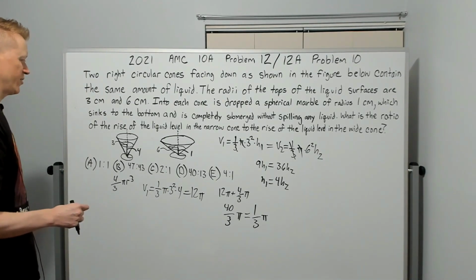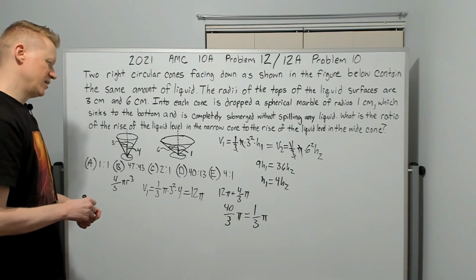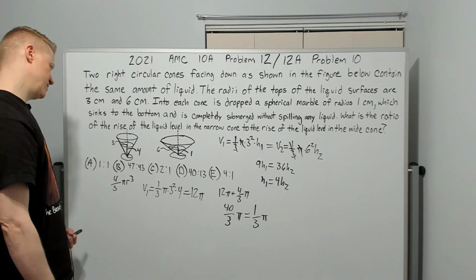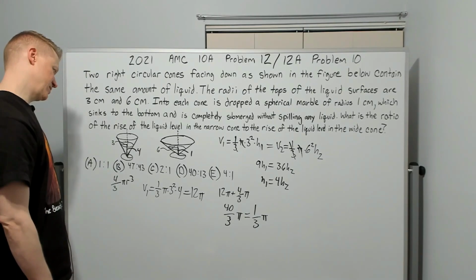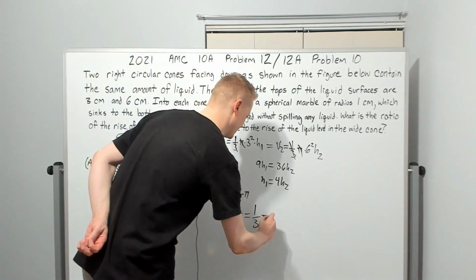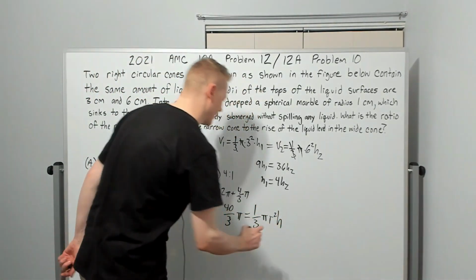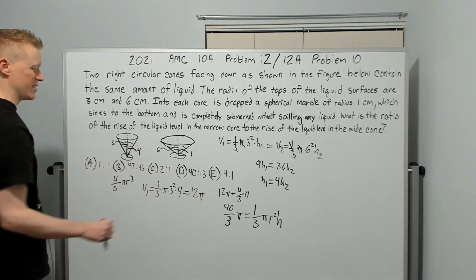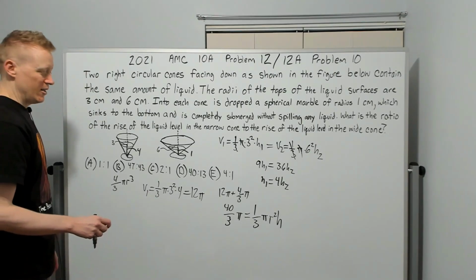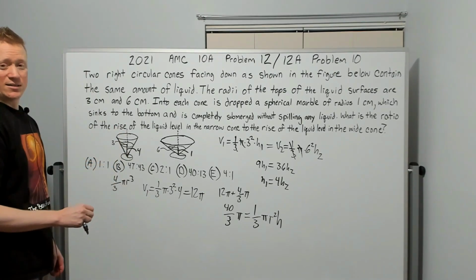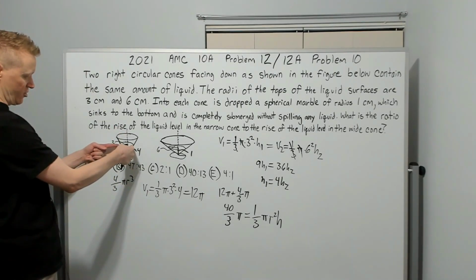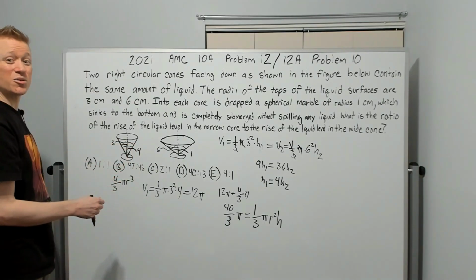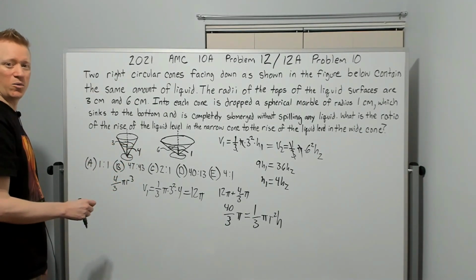Interesting. 1/3 pi r squared h. Yeah. 1/3 pi r squared h. And so why is the r not 3 anymore? Because it went up. And when it went up, the surface of the water went up higher, so the radius is now different than what it was.